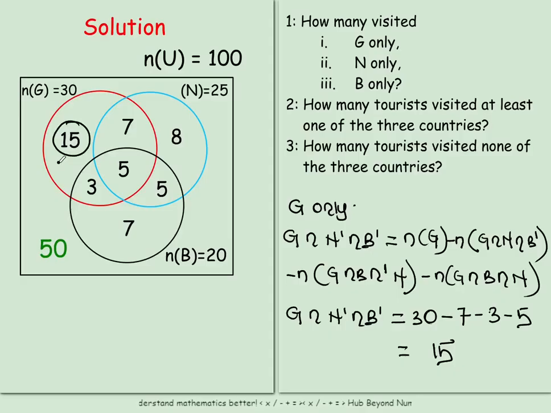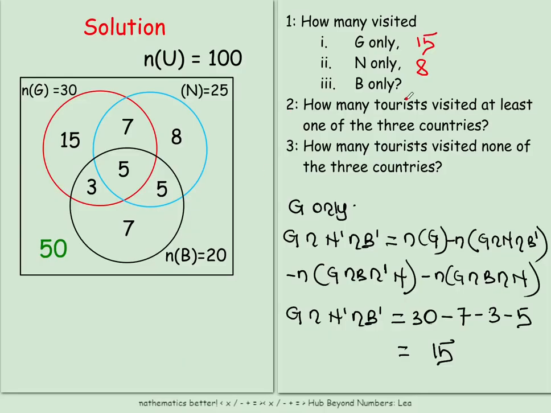You see? So based on this principle, you can also follow as well and get that of N only, which was 8. So let me write that here. That was 8. And then G only was 15. And finally, your B only was also 7. With that said, let's look at the next question. It says, how many tourists visited at least one of the 3 countries? At least one of the 3 countries.